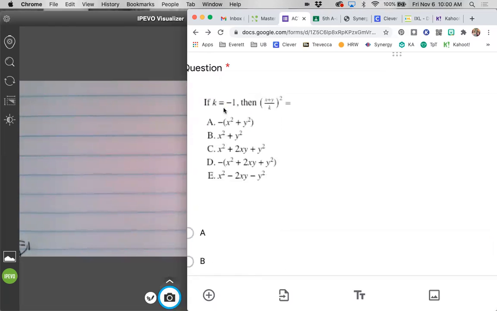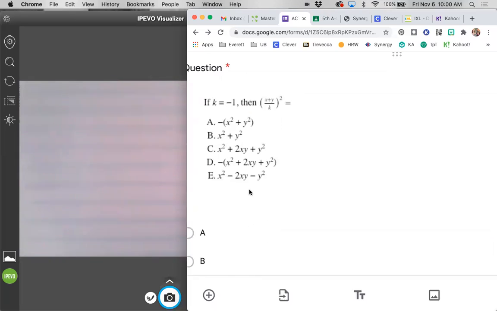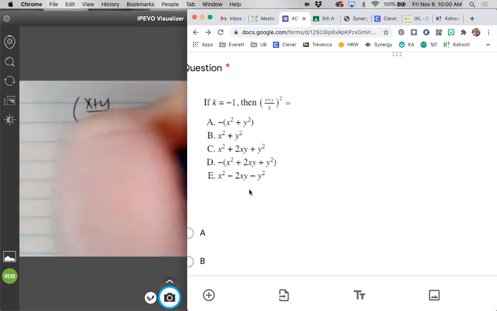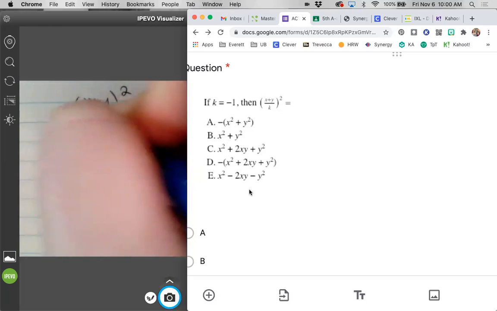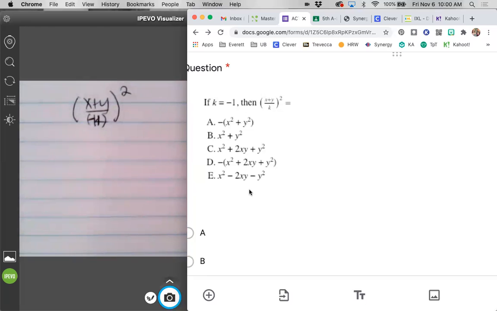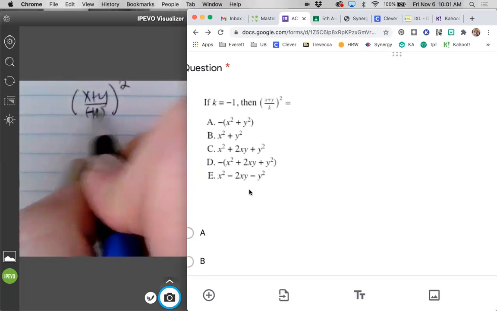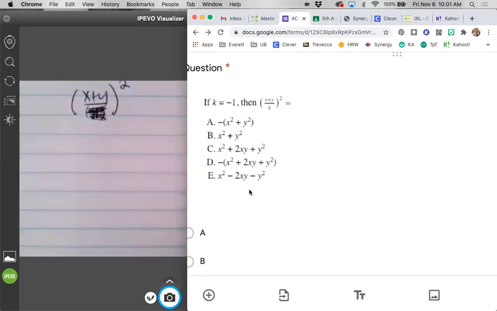Okay, they give us a value for k, and then you have to simplify for x and y. So on this one, let me find the top of my paper. There we go. On this one, we have x plus y over k, all of that squared, but we know that k is -1. So -1 squared, -1 times -1 is +1. So if it's all just over 1, we don't really need that part.